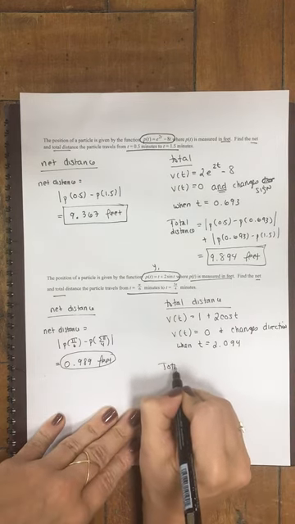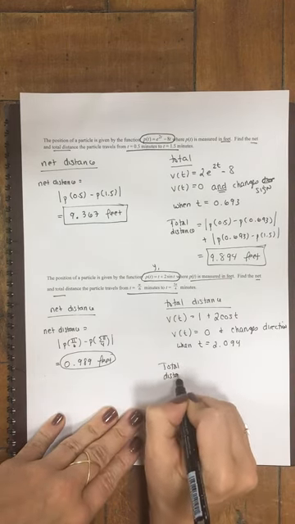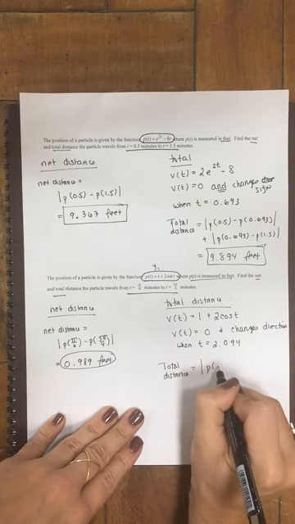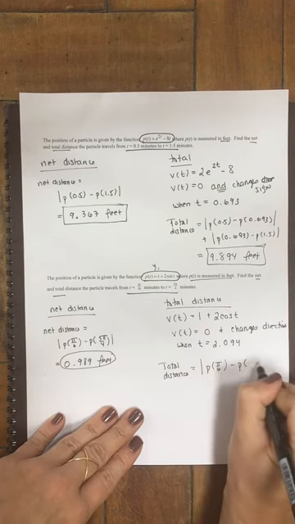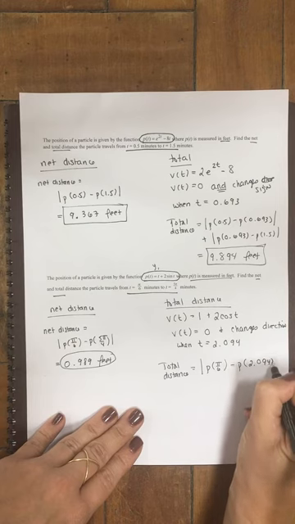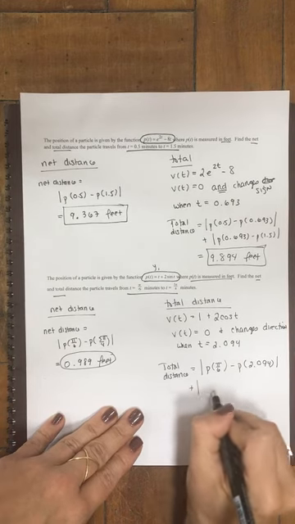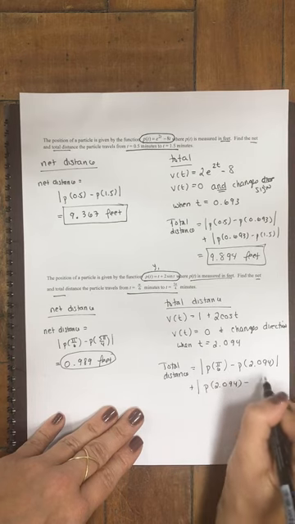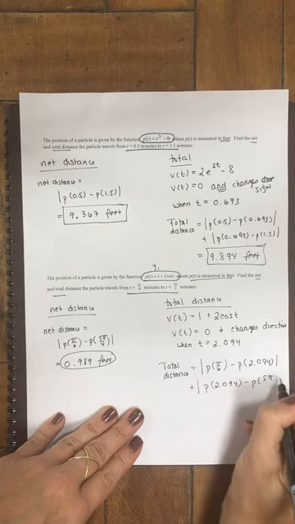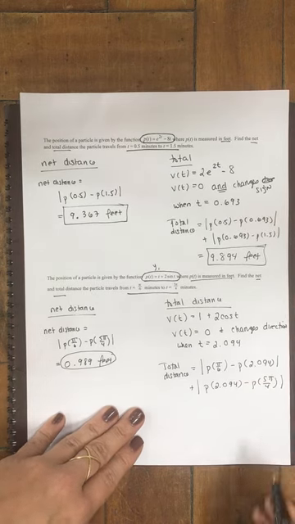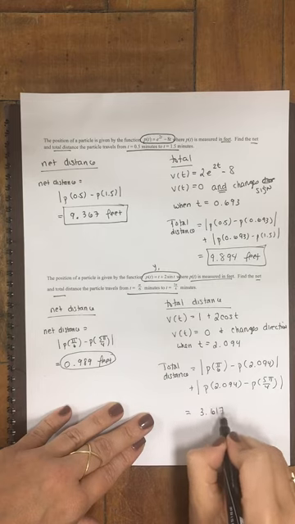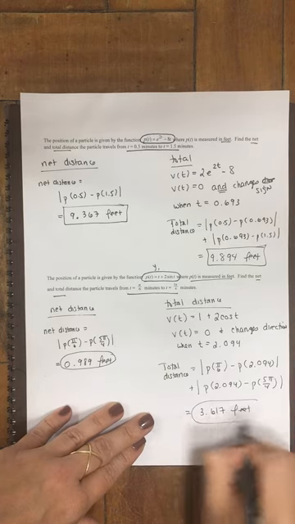So total distance is equal to the absolute value, position at pi over 6 minutes minus the position at 2.094 minutes, plus the absolute value, position at 2.094 minutes minus the position at 5 pi over 4 minutes. Everything in the calculator, we get 3.617 feet.